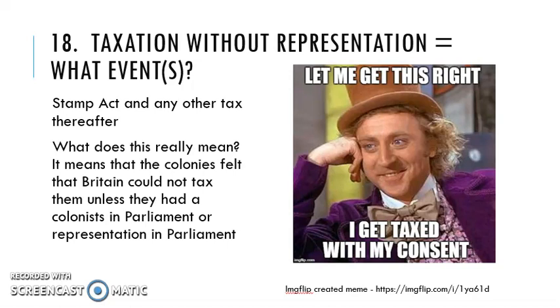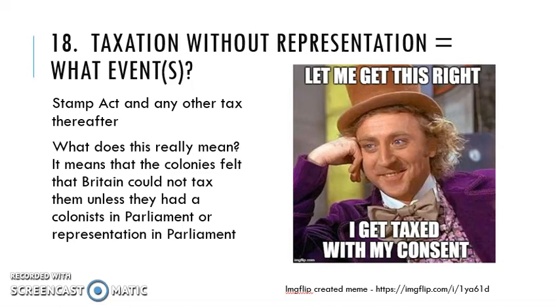Okay, we're on part 3 of the midterm study guide. So question 18 was asking you about taxation without representation and what events. So pretty much any tax that is going to occur right before the revolution begins is going to be a taxation without representation. So the event that kind of triggers that comment is going to be the Stamp Act.